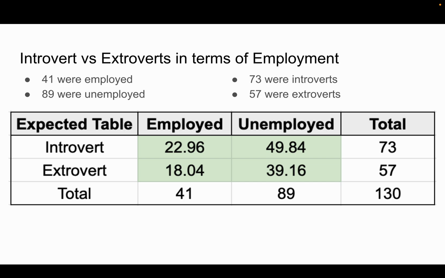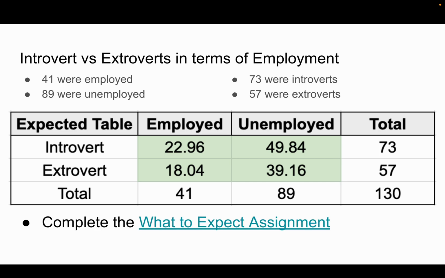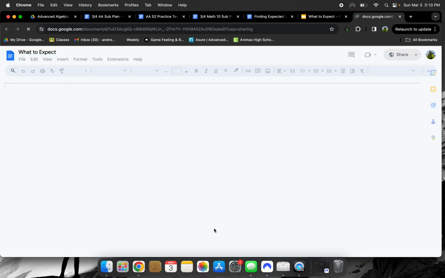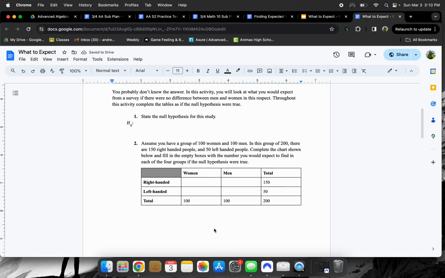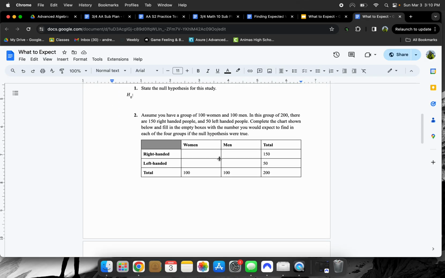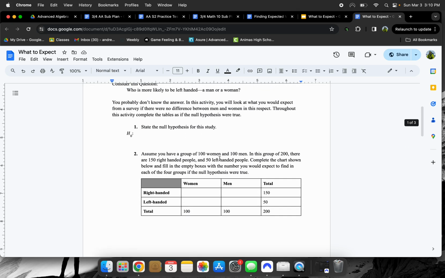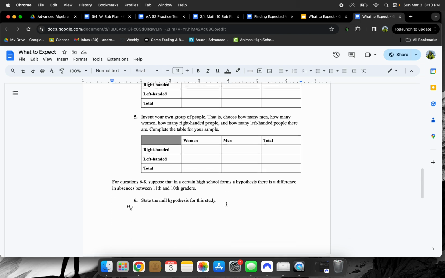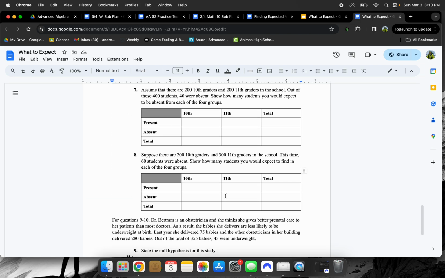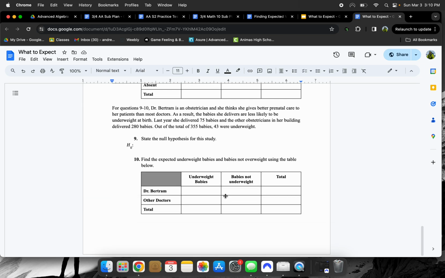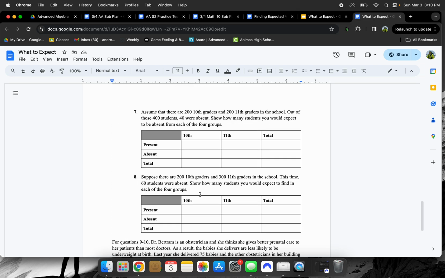Now what I would like you to do is practice this. Get dialed in with this. So go ahead and complete the expected values assignment. It should take you over here, and there are 10 problems where you can determine the expected values. For the first couple problems, we're talking about left-handed versus right-handed in terms of men and women. And then the latter part talks about several other situations where you determine the expected values.